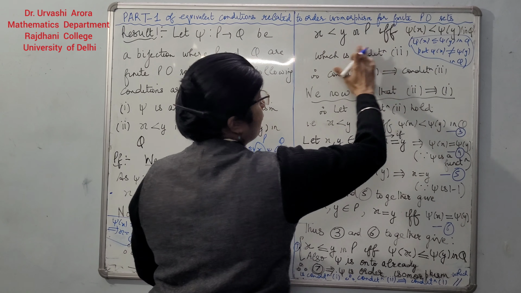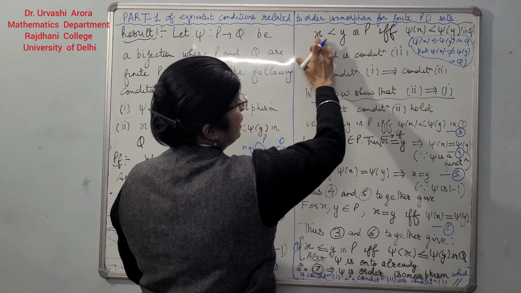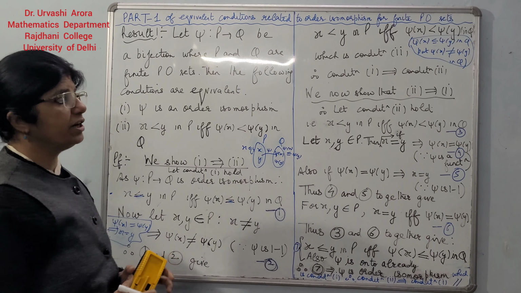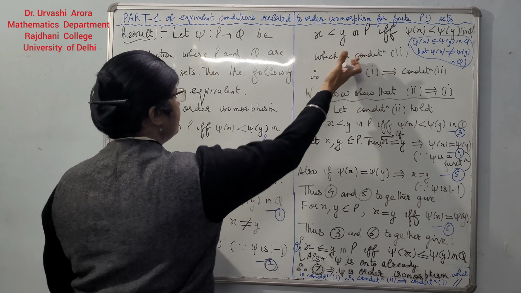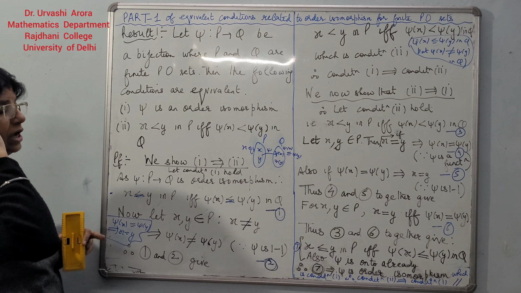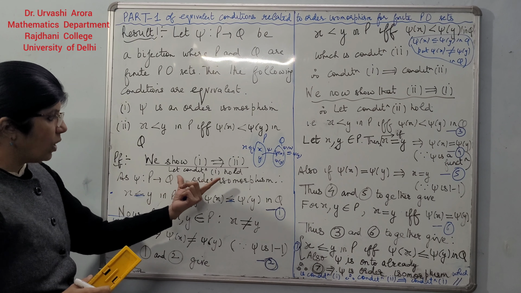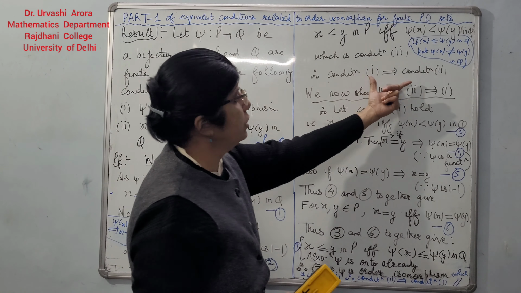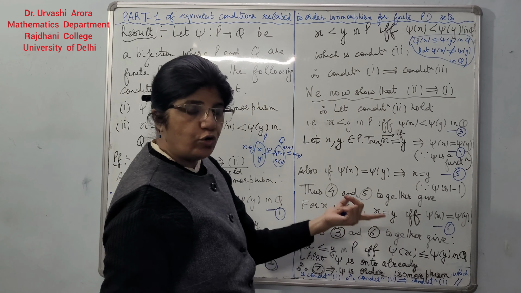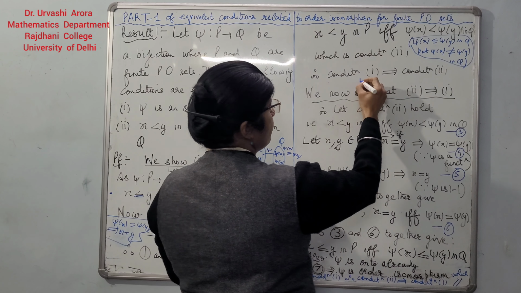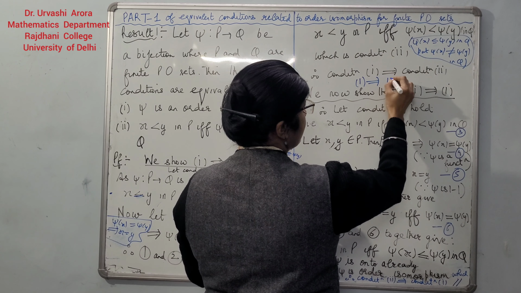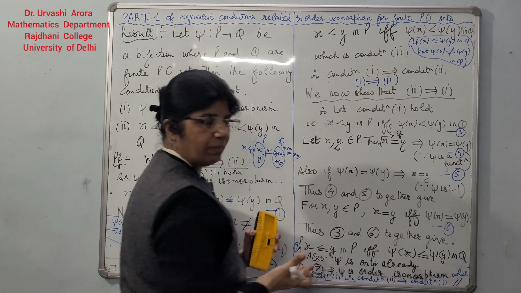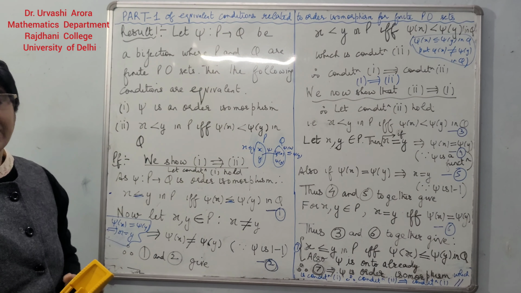So this fact we have got that x is strictly related to y in P implies and is implied by psi x is strictly related to psi y in Q, and this is nothing but condition 2, which we were trying to prove. So starting with condition 1, assuming that condition 1 is true, we have got condition 2. This is what we wanted to prove, that 1 implies 2. So one part of the result is done.